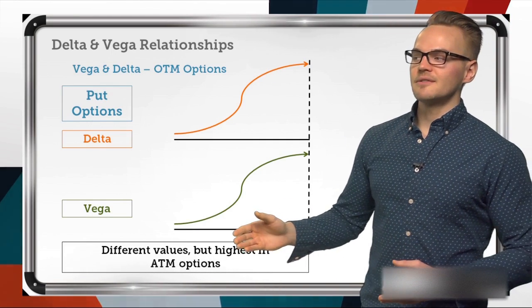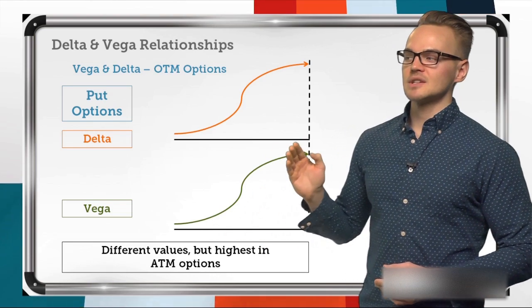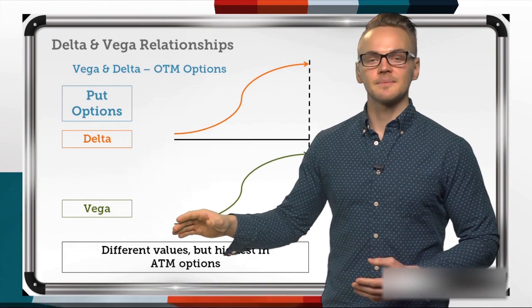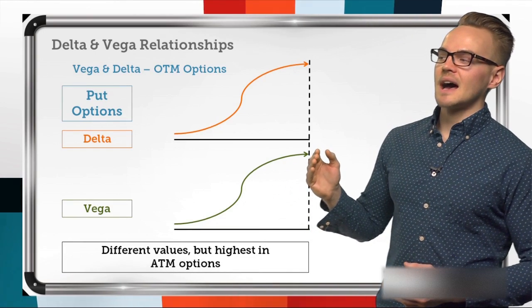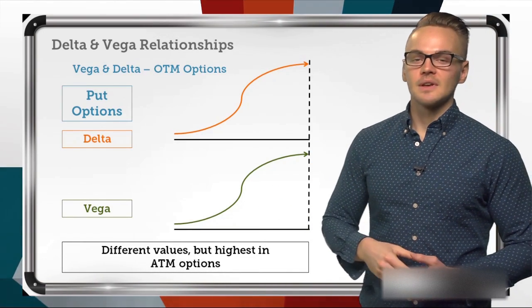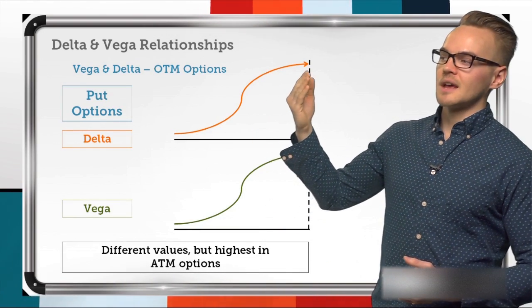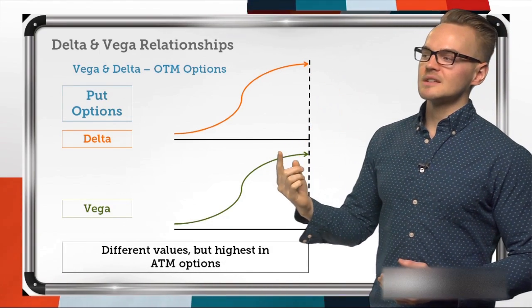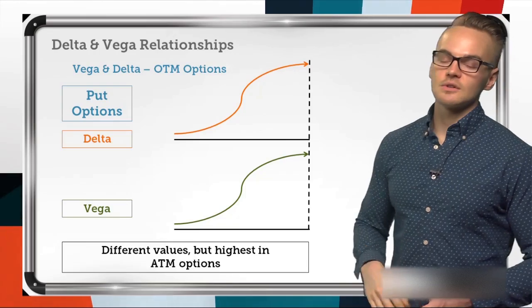You're going to see Vega have sort of that same relationship. We're going to see Vega values very low in out of the money options, and you're going to see Vega values the highest with at the money options. So the difference between delta and Vega, if we look in the money, is that delta is going to continue to increase, but Vega is going to actually slope back down as you look in the money.